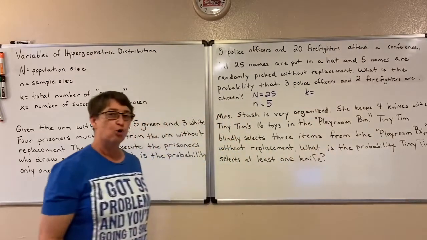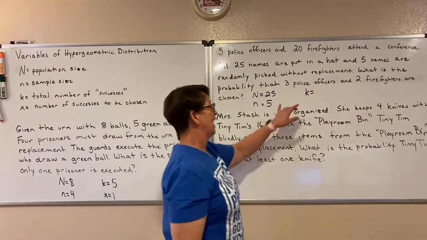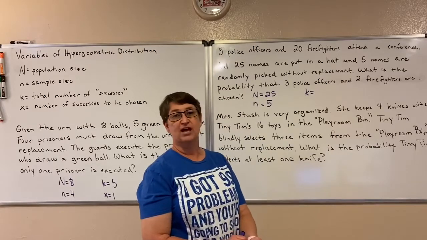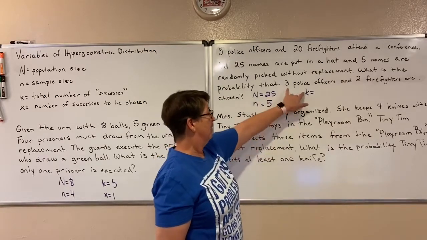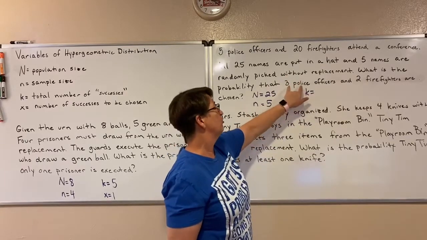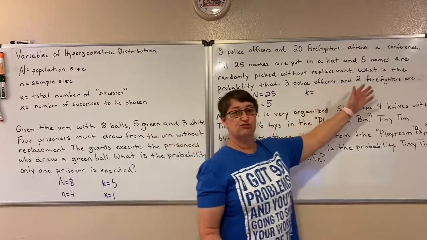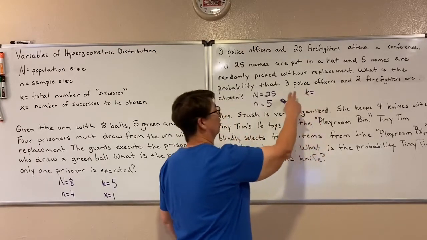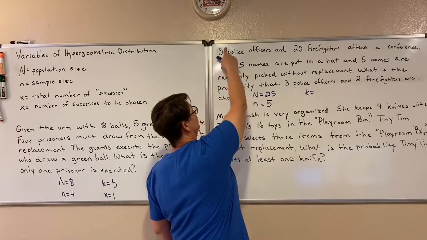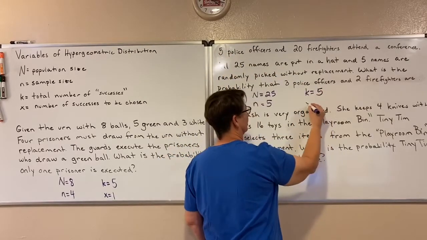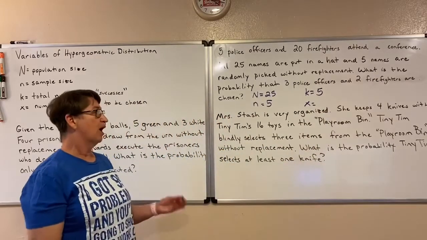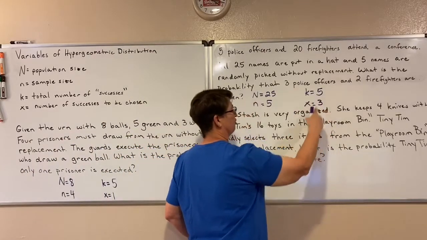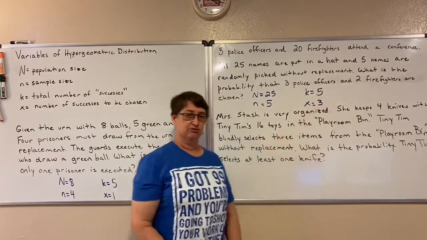Our K, or the total number of successes we have, well, here we have 5 police officers and 20 firefighters. You can really pick which one you want to be the success. In this case, maybe since police officers are first, we'll go with the police officers as our successes. But we could do this just as well with firefighters, and it would work just as well. So here, we'll call the police officers my successes, in which case I have a total number of 5 police officers. That's our total number. But of those, I am only choosing 3 of our police officers. We only want to choose 3. So here my random variable is 3.